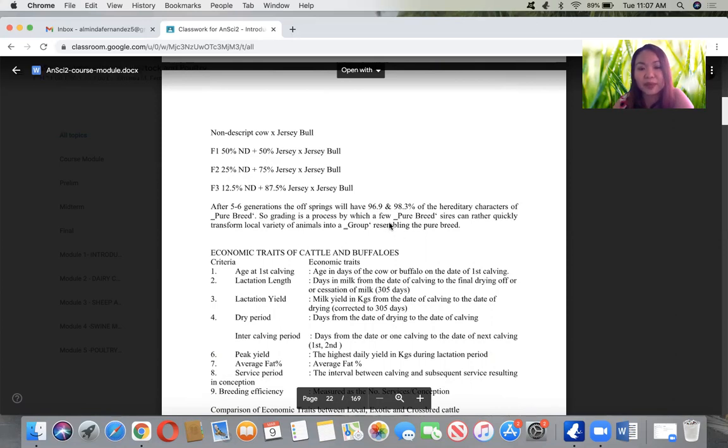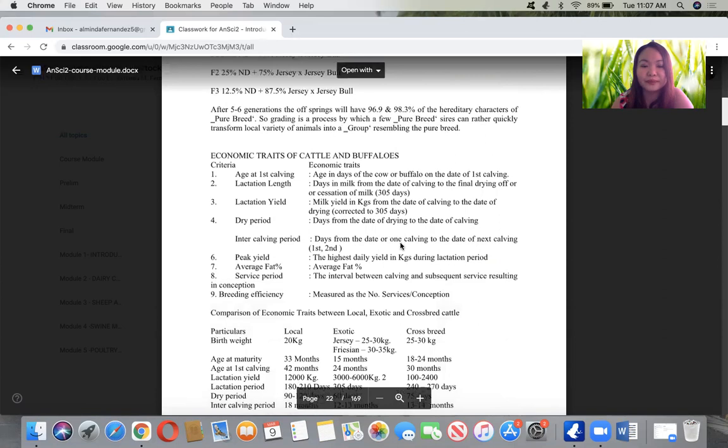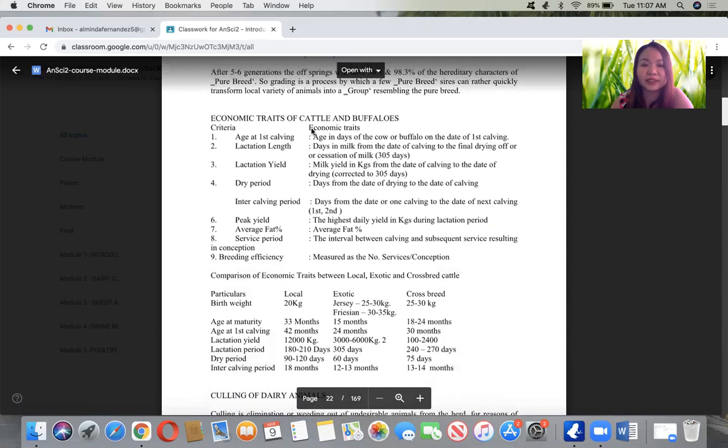So grading is a process by which purebred sires can rather quickly transform a local variety of animals into a group resembling the purebred. So ito yung mga characteristic traits ng cattle and buffaloes. The criteria ay yung kanyang age at first calving, so the age in days of the cow and buffalo at the date of first calving.